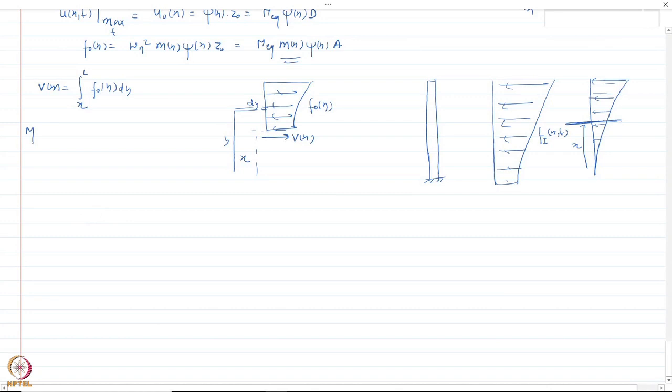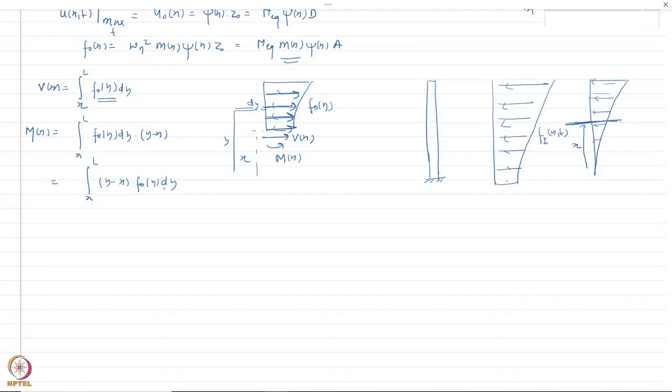Similarly, the moment at this point. Let us say this is the direction we are considering, correct? So the moment, let us say it is something like this, or it would be in the opposite direction here. So Mx again becomes similar. I am going to utilize the same expression here, x to L. This would be the moment of this force f dy, and the lever arm would be y minus x. So let me rearrange this expression. This becomes y minus x times f naught y dy integrated from x to L. So these two expressions we utilize to get the shear forces and moment at any height x.